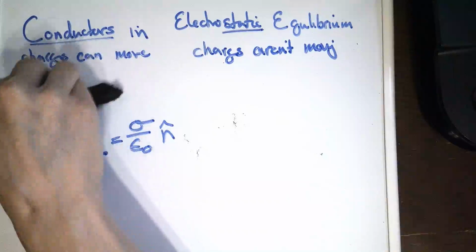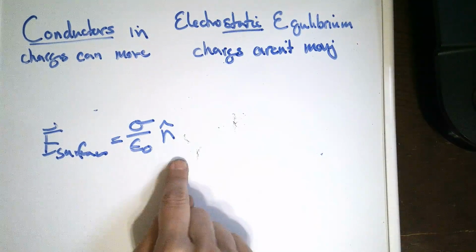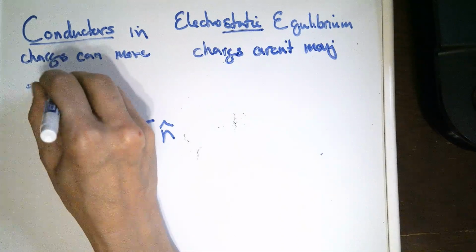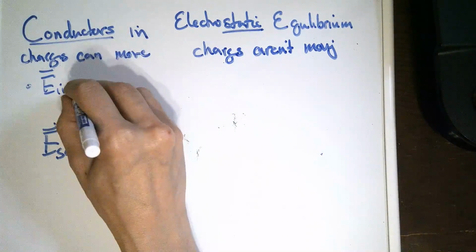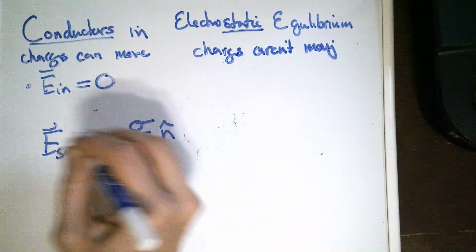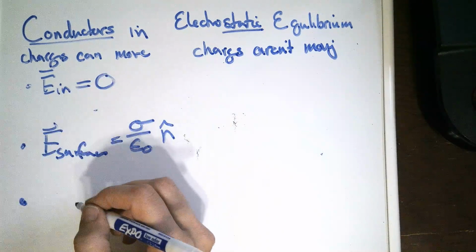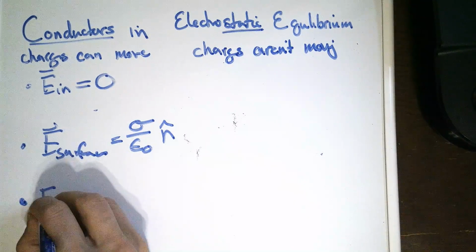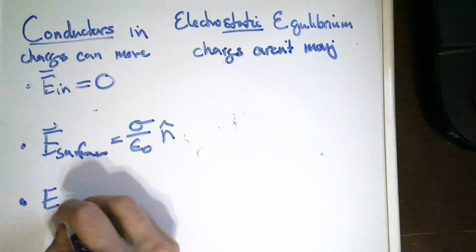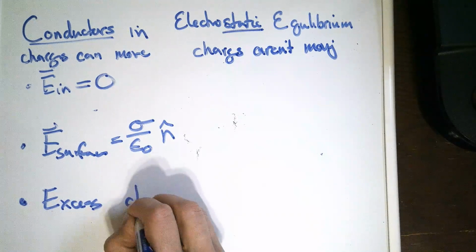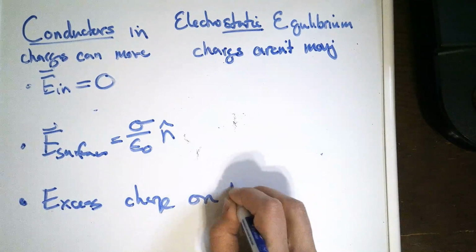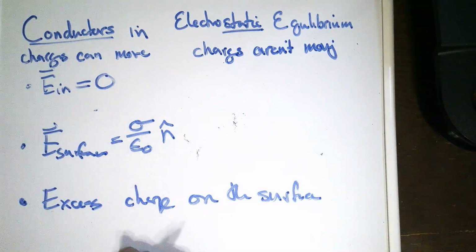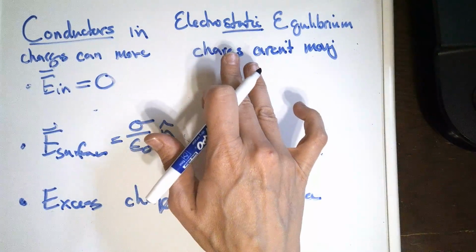First, the electric field right outside of the conductor is equal to this. When you're inside the conductor, the electric field is always 0. And if there's any excess charge, any charge that isn't bound up and paired up in an atom, it's on the surface. So excess charge on the surface of the conductor. And that's what you need to know about conductors when they're in electrostatic equilibrium.